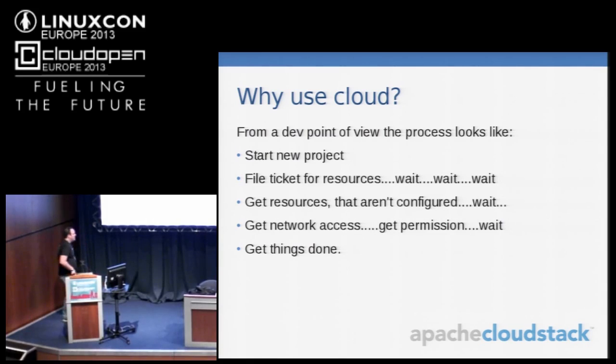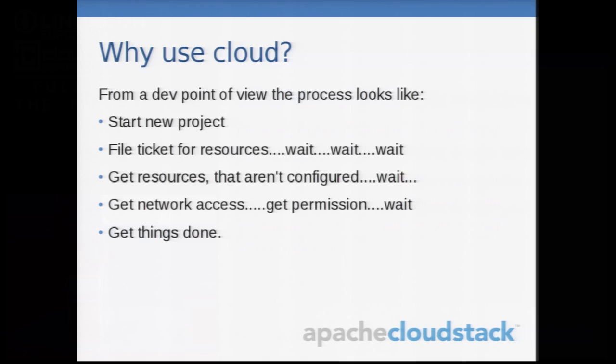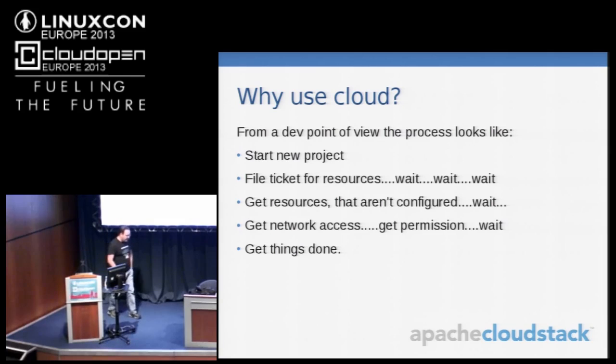I want to explain, and perhaps this is well known, but I think from an ops perspective, we often get a siloed view of the world. So from a developer's perspective, here's what happens when they get a new project they've got to start working on. They start the project, and they go to your ticketing system, hopefully. Hopefully you have a ticketing system. And they file a ticket to get some resources. And then they wait. If it's a really big project, they may be waiting a long time.